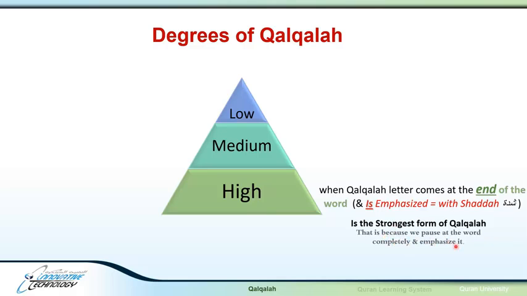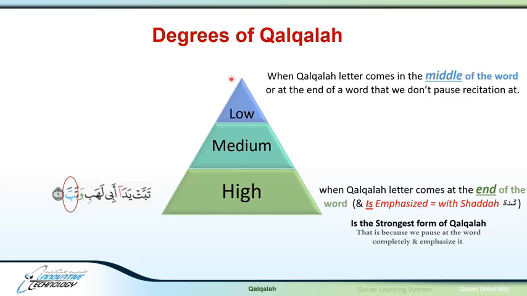An example: تبت يدا أبي لهب وتب. وتب. We realized the ba, which is one of the letters of Qalqalah, qutb jad, has a shadda, and it is at the end of the verse. All these combined together make it high Qalqalah. وتب. تبت يدا أبي لهب وتب.